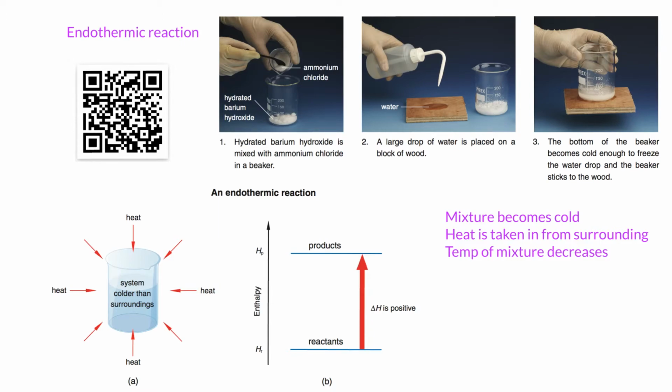This is a very interesting experiment, but I can't show you right now. You can take a look at the QR code. Basically we put ammonium chloride and hydrated barium chloride together, and then on a piece of wood, we add some water, and we put this beaker on top. Then this is a highly endothermic reaction. It will absorb energy from the surroundings, including the energy from the water.